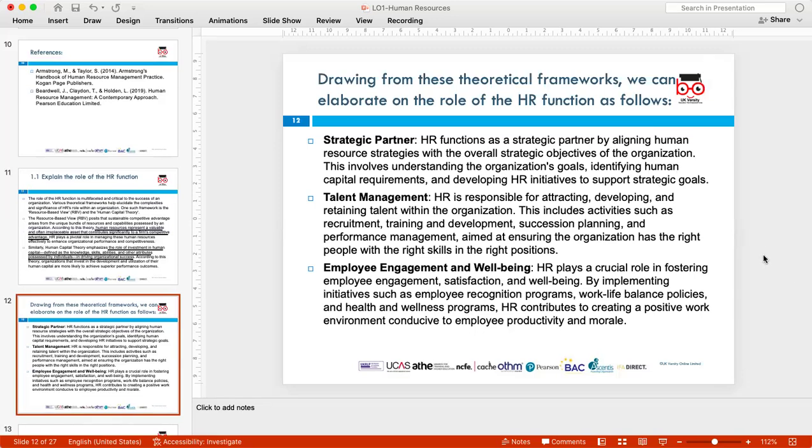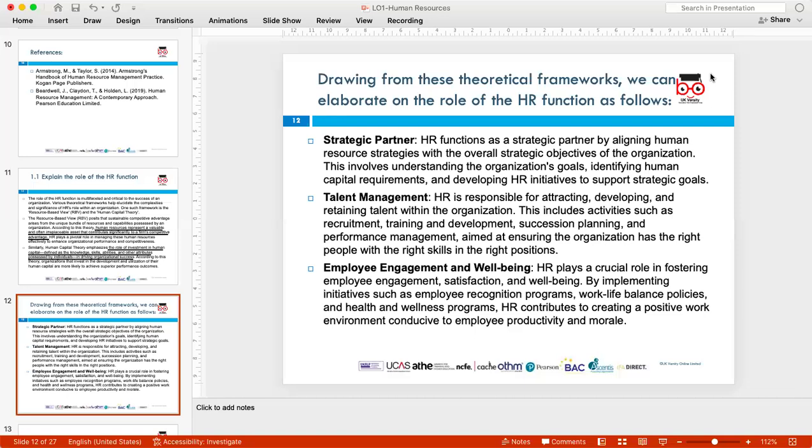Now, drawing from these theoretical frameworks like RBV and human capital theory, we can elaborate on the role of the HR function as follows. A strategic partner. HR functions as a strategic partner by aligning human resource strategies with the overall strategic objectives of the organization. This involves understanding the role of the organization, identifying human capital requirements, and developing HR initiatives to support strategic goals.